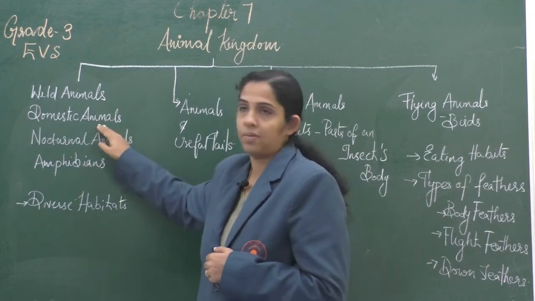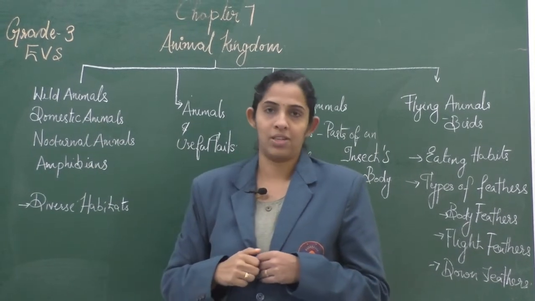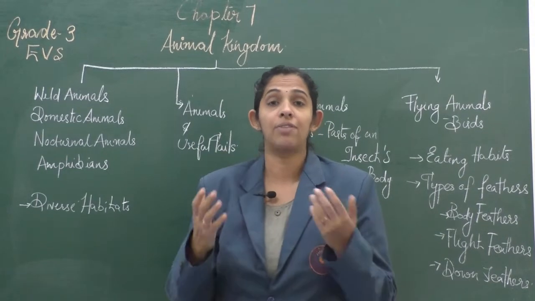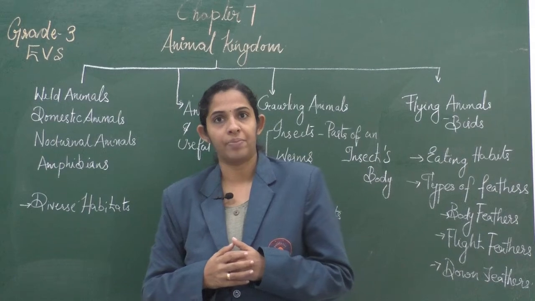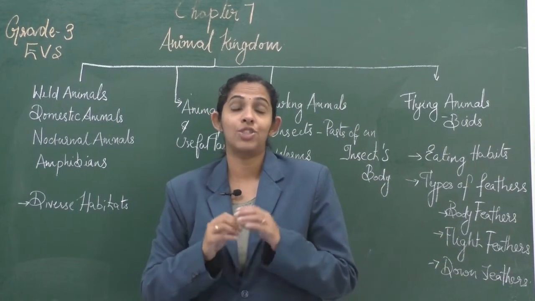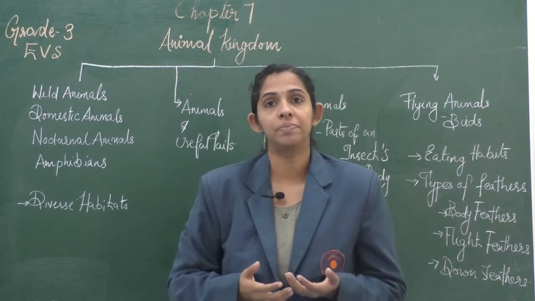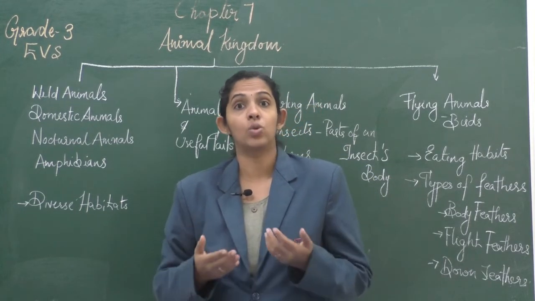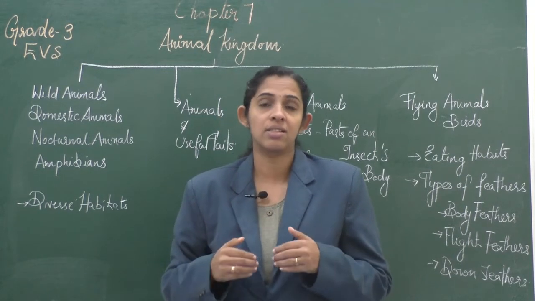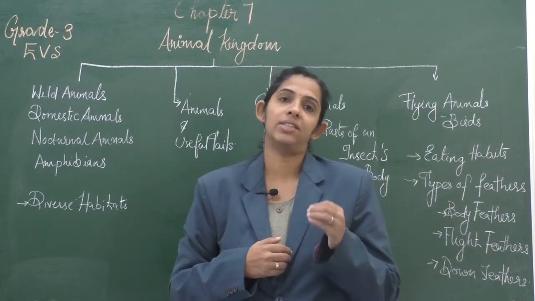Next is domestic animals. All of you are very familiar with the term domestic animals. Even you might have seen many. So what are domestic animals? They are animals which are tamed by human beings in order to work for them or to provide food for them. When we say food, it includes milk, meat, eggs or any other useful products like wool, leather, etc.